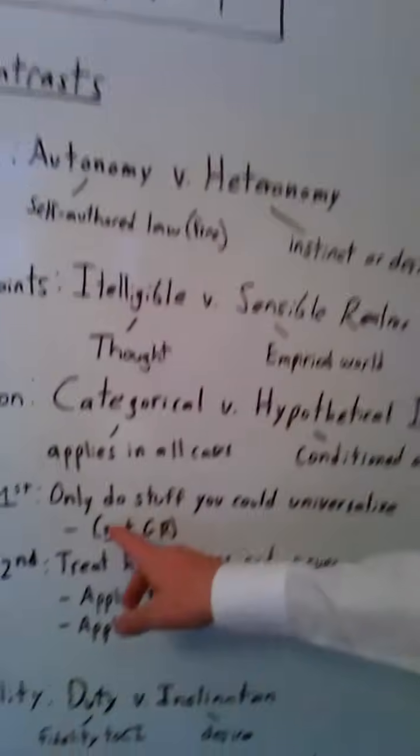So you can only do things that you can universalize, that you could formulate into some sort of a law and say, everyone always do this in similar circumstances. If it can't pass that test, you ought not do it. It's unethical to do it. It doesn't pass the categorical imperative's universalization test.